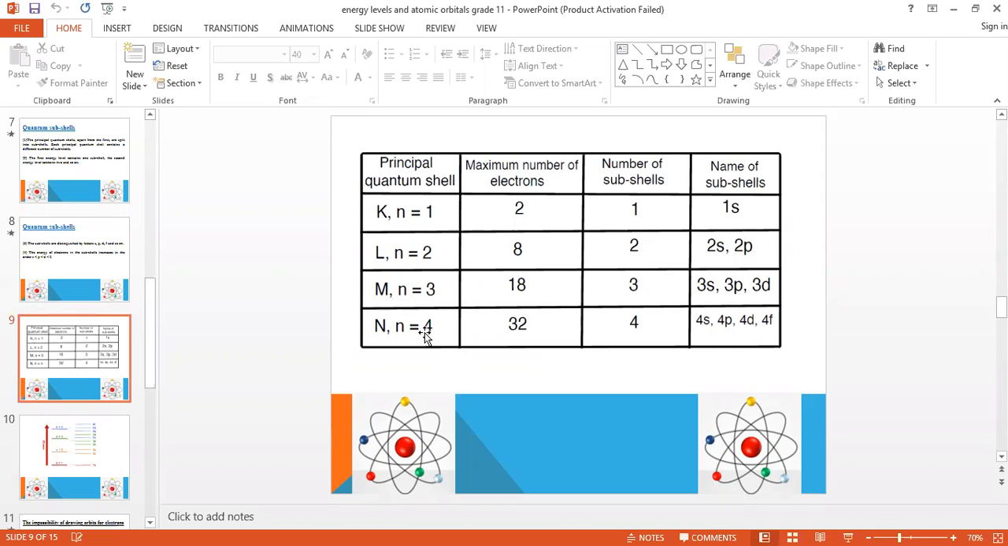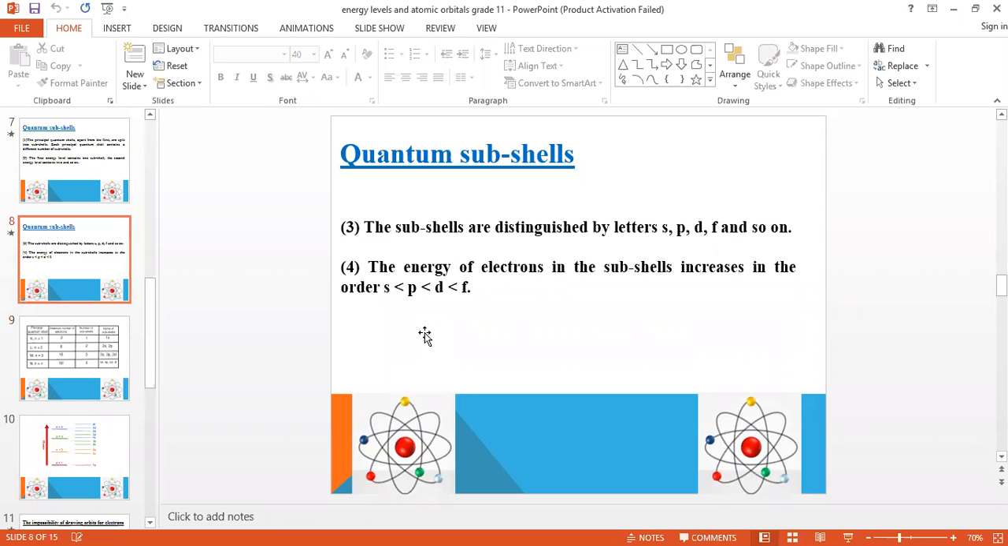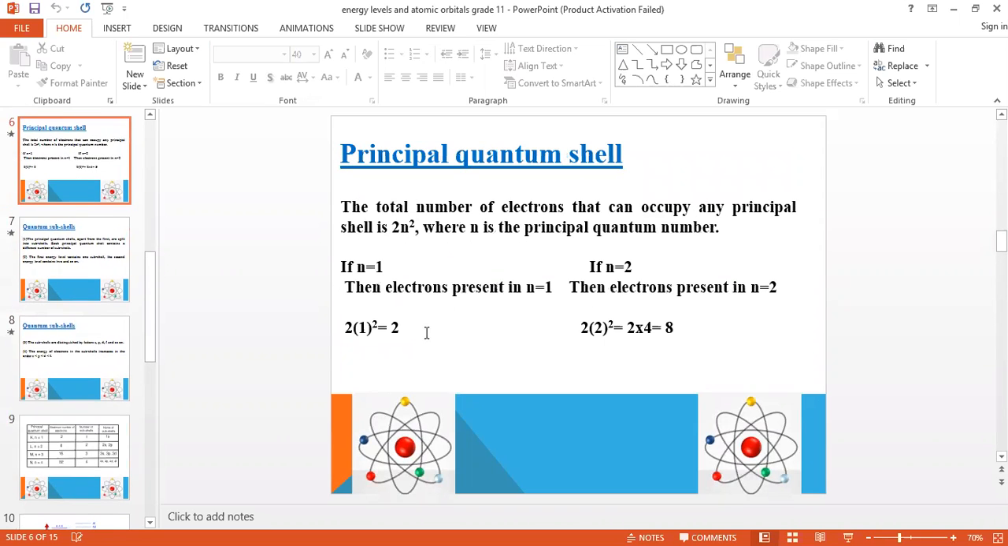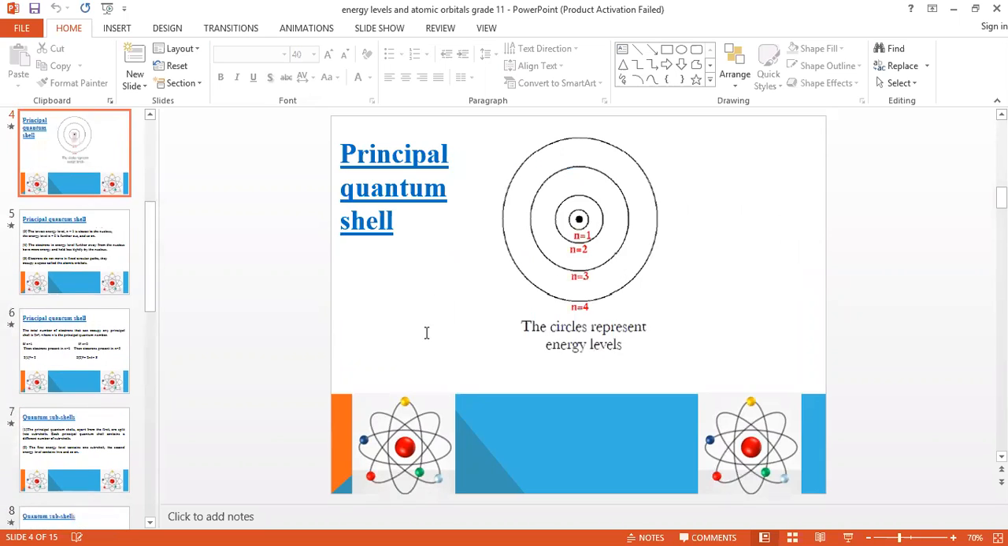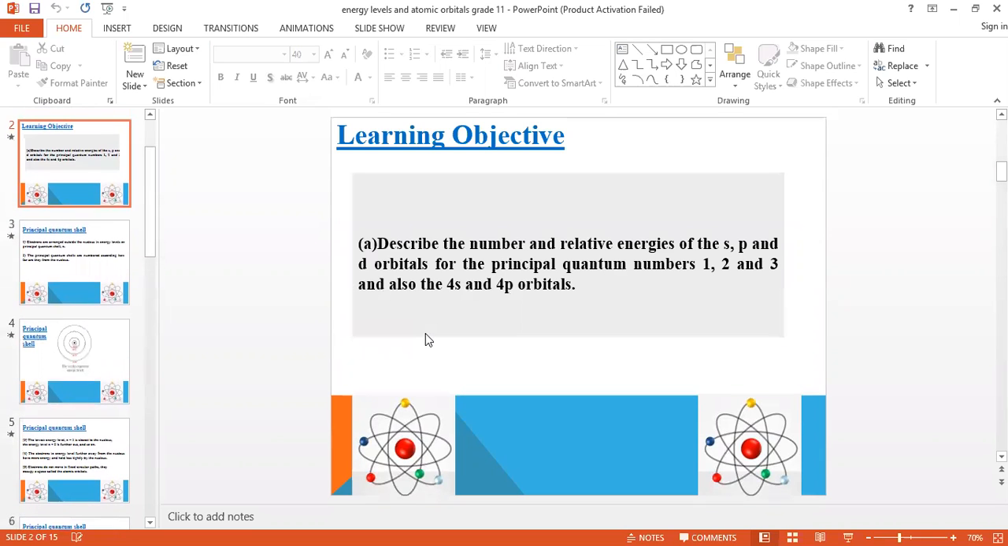So first I am going to play these slides again. Please read, and then I will continue with your colleagues. This we will study today. This is our objective first: the number and relative energies. Number, we know, is atomic number and mass number. Atomic number is protons. Mass number is protons plus neutrons. And energies of S, P, and D. You saw that order.